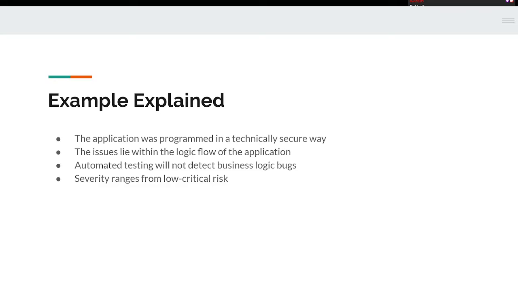Yeah, the application was programmed in a technically secure way, but the issues lie within the steps of the logic. There might not be any sort of control between the steps. Automated testing is not going to find it, and the severity of these issues really ranges from low risk to critical risk. It could be as simple as bypassing some profile picture thing on an application, to really affecting the heart and soul of the application itself.